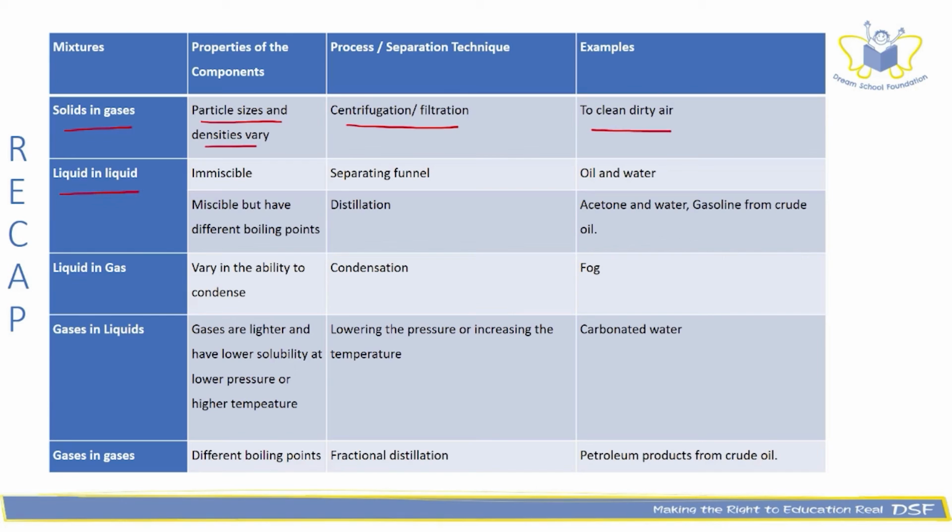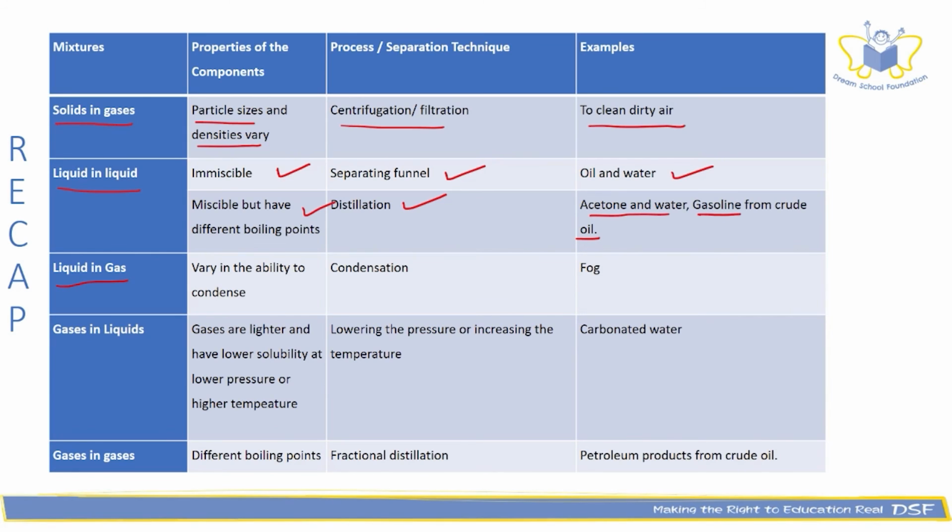Liquid and liquid. If it is immiscible, we use separating funnel. Example is oil and water. If it is a miscible liquid, they will definitely have different boiling points. So therefore, we will use distillation. Acetone in water, gasoline from crude oil is the example.